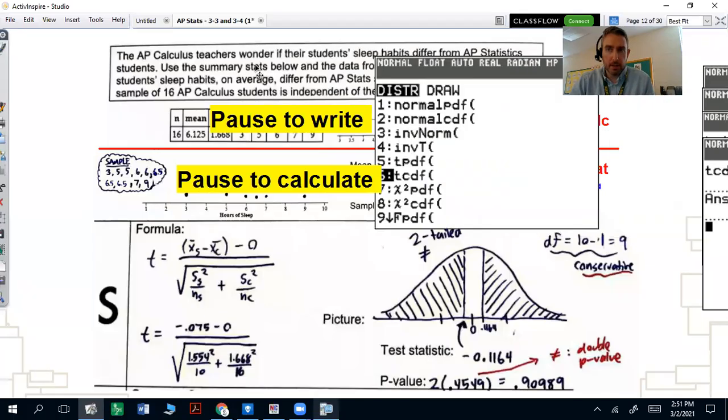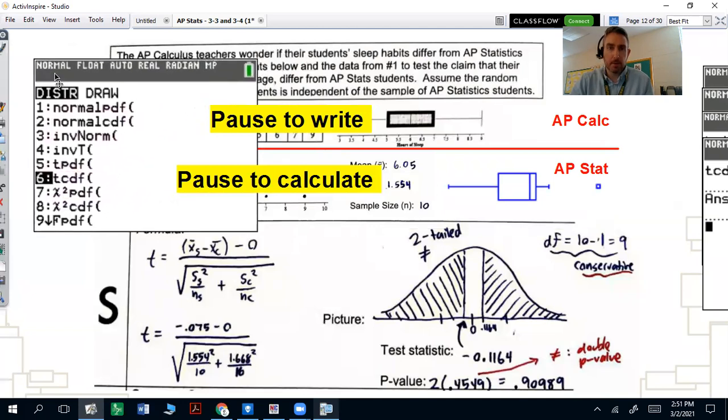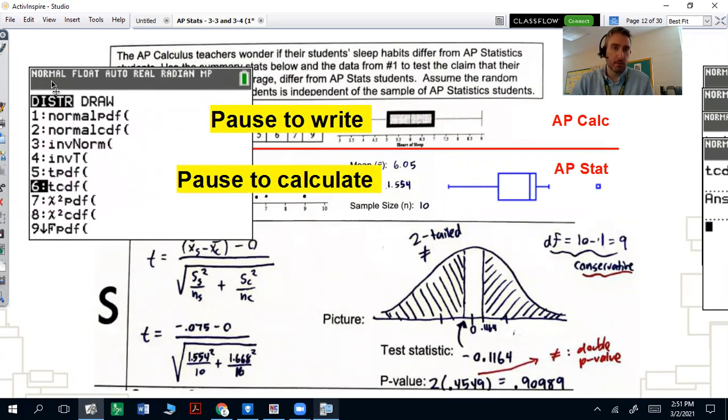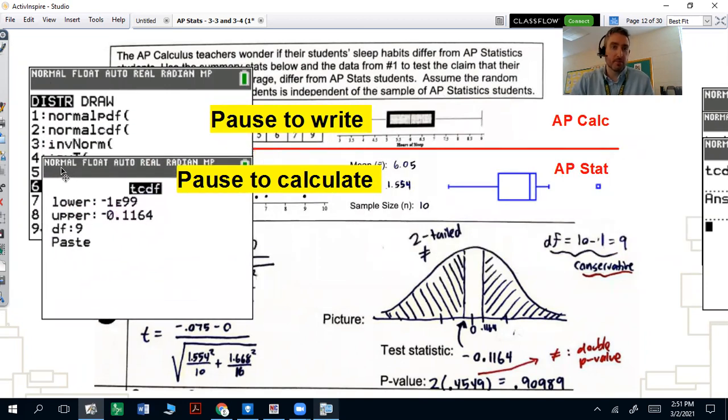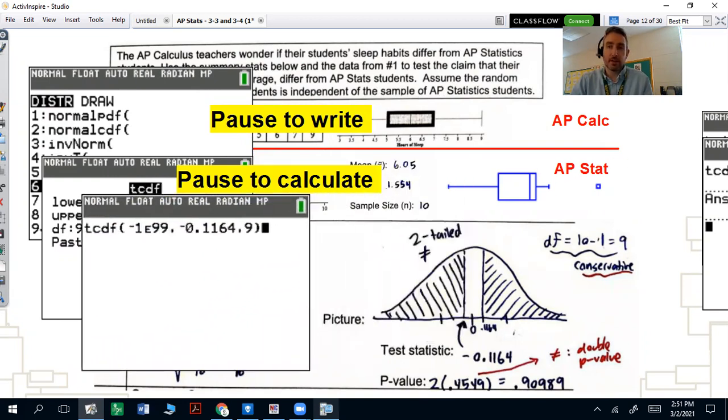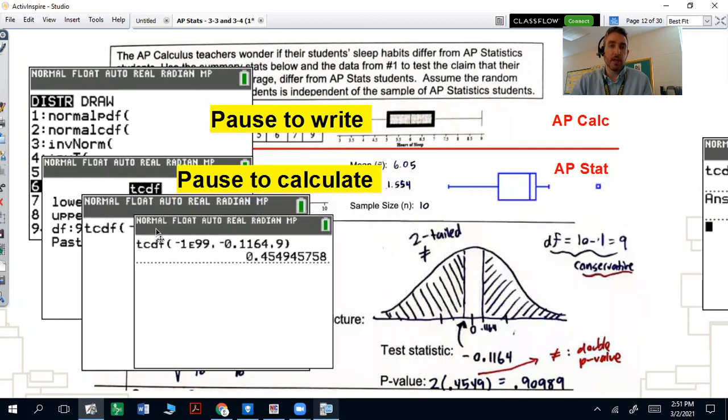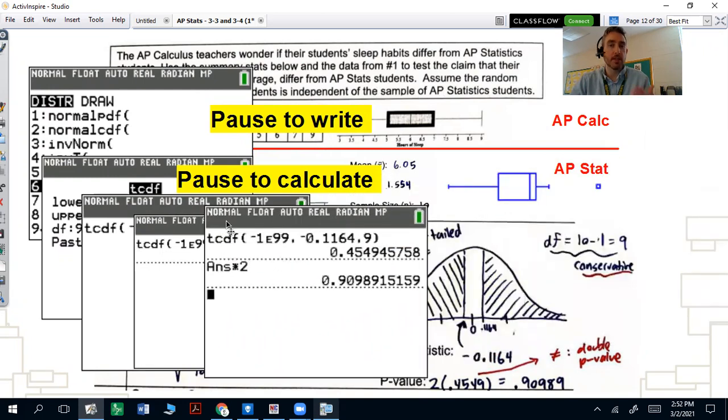So just to reiterate, we did a tcdf when we're doing the test. After we do our test statistic, we do our upper at negative 0.1164, lower at negative infinity. Degree of freedom is 9. That's a conservative degree of freedom. You calculate that, and you get about 0.4549, at which point you double since it's a two-tailed test.